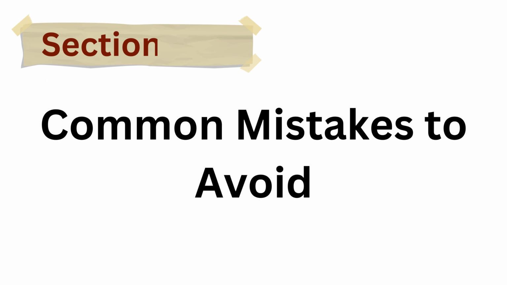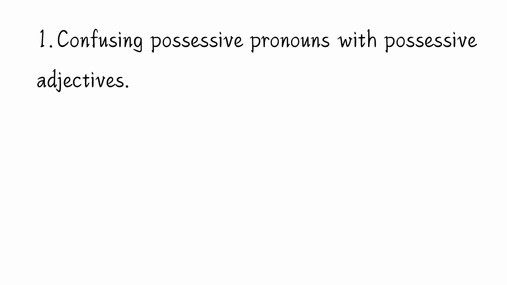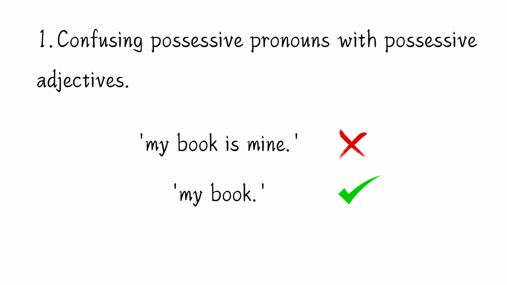Section 4. Common mistakes to avoid. Let's discuss some common mistakes to avoid when using possessive pronouns. First mistake: confusing possessive pronouns with possessive adjectives. Example: Don't say "my book is mine," just say "my book."